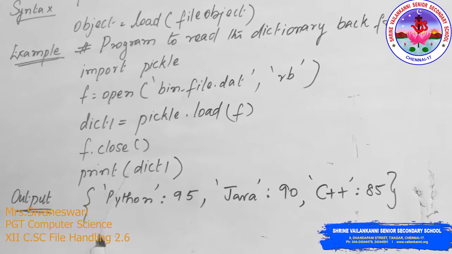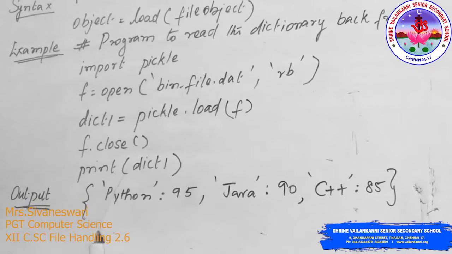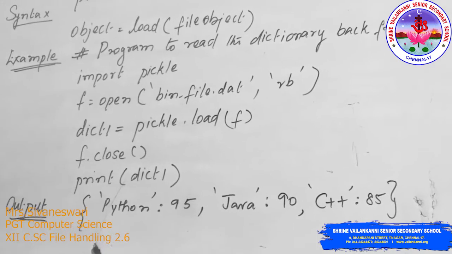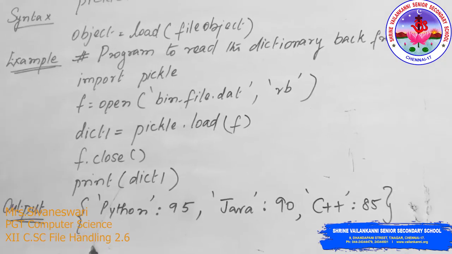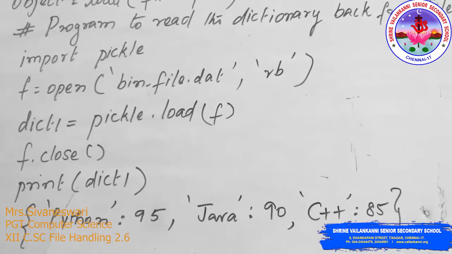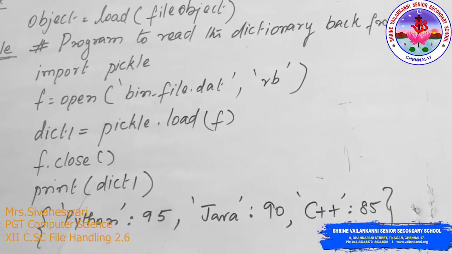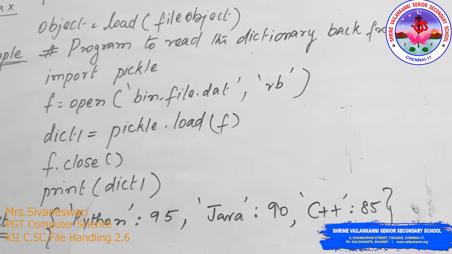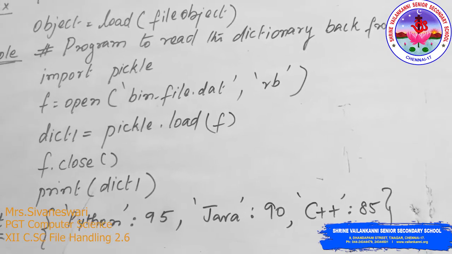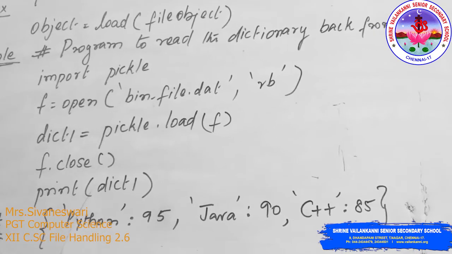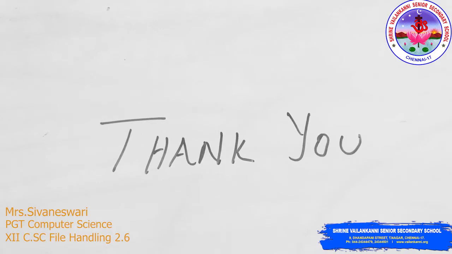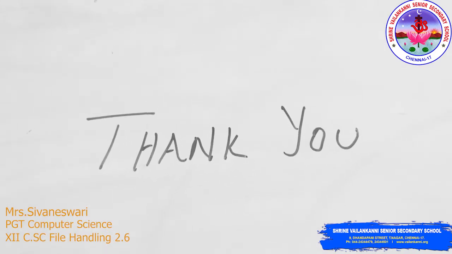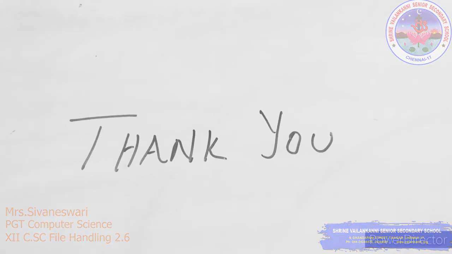Then to ensure what is being read from the file, we just print the dictionary. As soon as we execute this code, we get the output Python colon 90, Java colon 95, C++ colon 85. That was the data which we inserted inside the binary file. It is displayed in the form of key value pairs in a dictionary. This is how the binary file operations are handled. With this, the file handling concept is completed. Thank you.